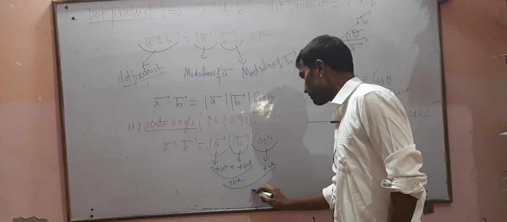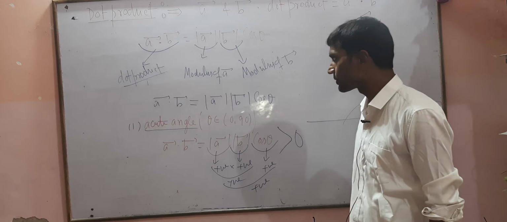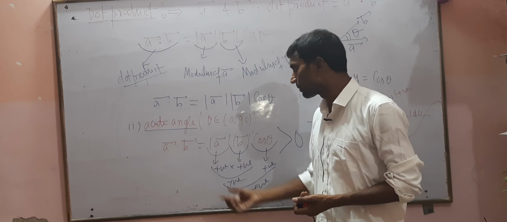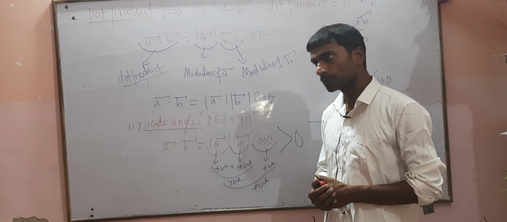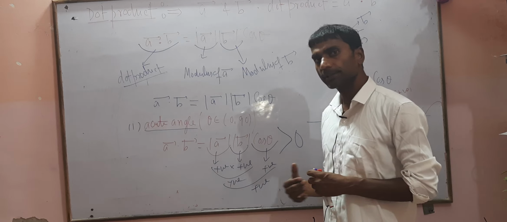Positive into positive is positive. So for an acute angle, A dot B must be a positive number, because mod of A is positive, mod of any quantity is always positive, and mod of B is positive.